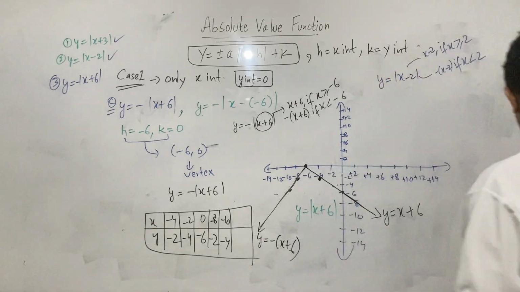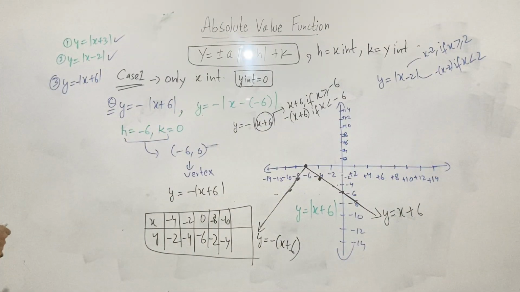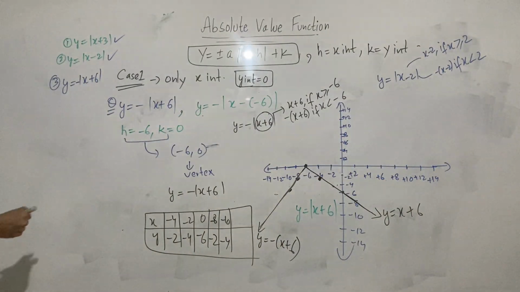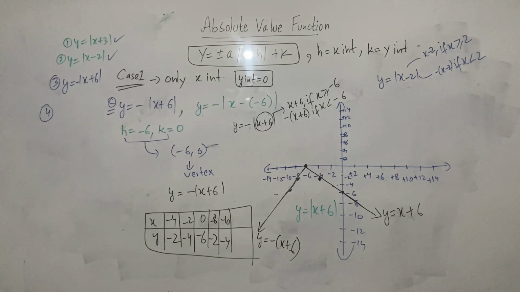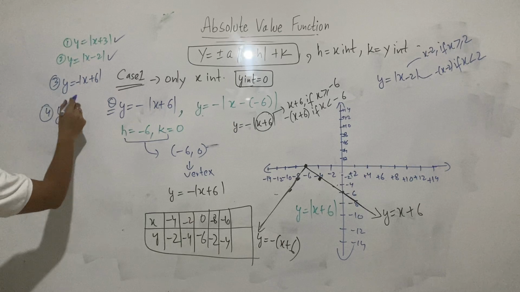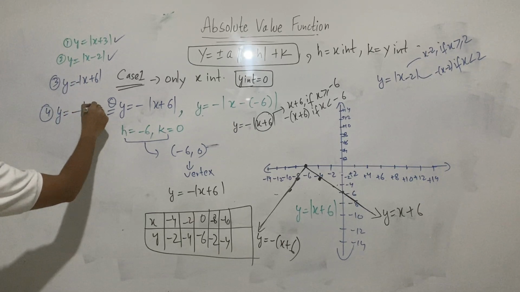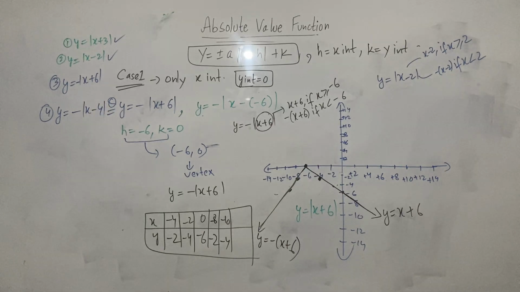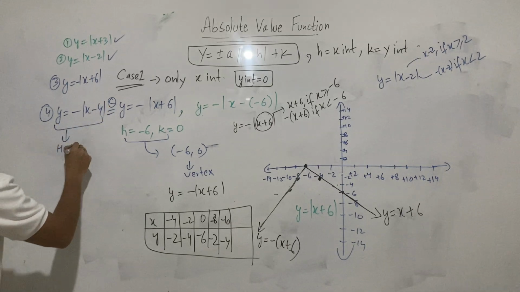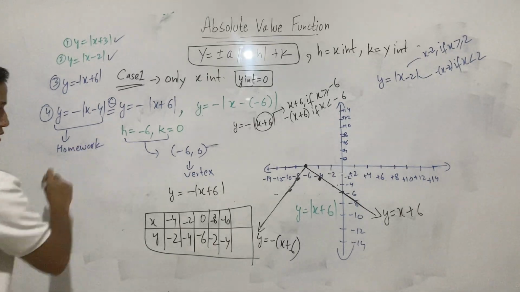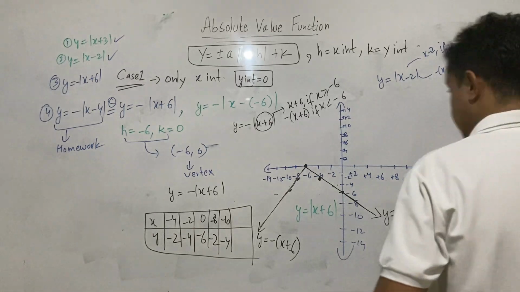All right, so you can do one thing. This is going to be your homework, okay? Number 4, you can do it for y equals negative of the absolute value of x minus 4, okay? This is going to be your homework. Okay, so our case one is finished.